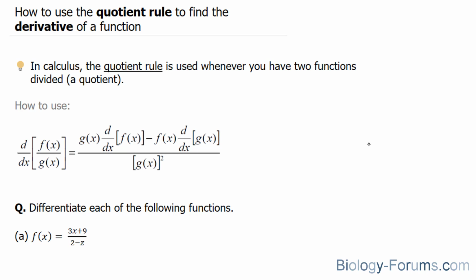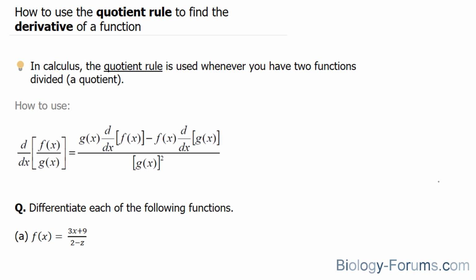In this demonstration, I'll show you multiple examples on how to use the quotient rule to find the derivative of a function. Now in calculus, the quotient rule is used whenever you have two functions divided. Here's the general pattern of the quotient rule. Notice that you square the denominator, and then you take the denominator as a function and multiply it to the derivative of the numerator. And then you subtract the numerator function multiplied by the derivative of the denominator.